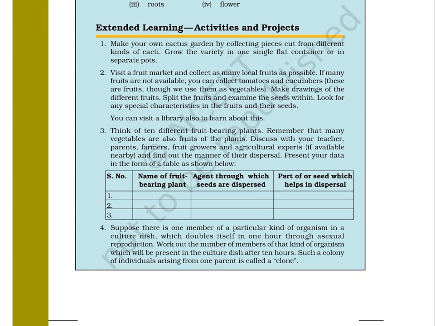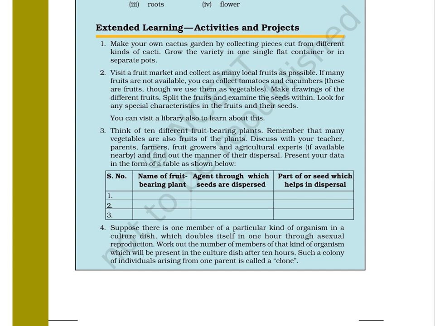Make drawings of the different fruits. Split the fruits and examine the seeds within. Look for any special characteristics in the fruits and their seeds. You can visit a library also to learn about this. 3. Think of 10 different fruit-bearing plants. Remember that many vegetables are also fruits of the plants.